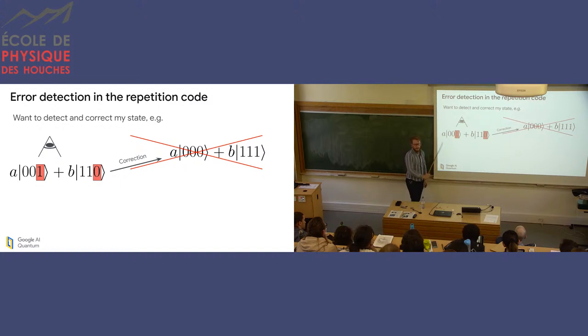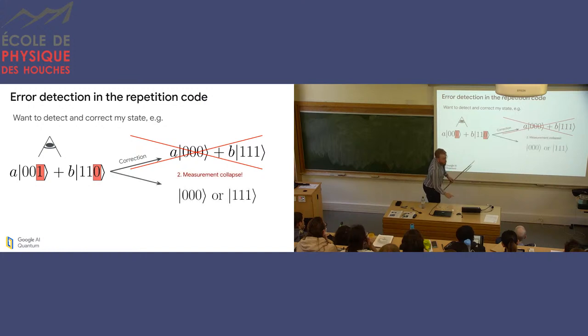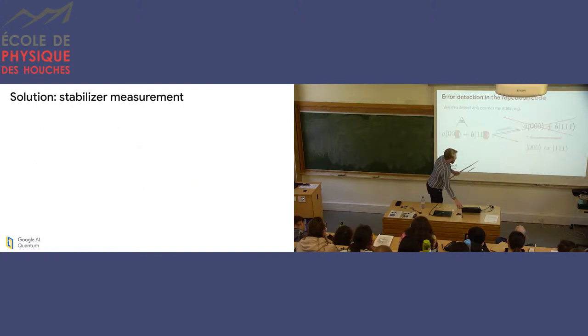Exactly. I'm going to collapse my wave function, right? If I just go and look at all three registers, I will either see 0, 0, 0, or I'll see 1, 1, 1. Well, actually, what I'll do is I'll either see 0, 0, 1, or I'll see 1, 1, 0, but I've destroyed my quantum information. I can no longer use this state for further computation. Okay? That's a problem, and that's something we need to get around.